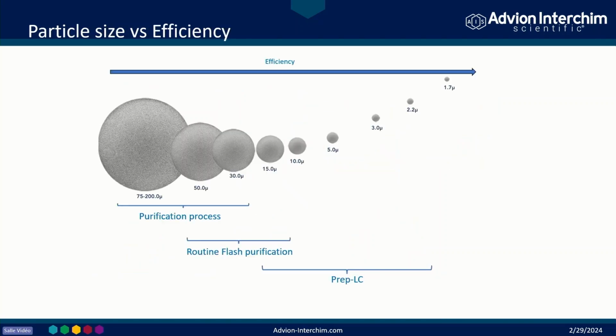The easiest way to increase the potential of separation is to increase the efficiency of the column by decreasing the particle size. In purification processes, so to purify huge quantities of products, silica with particle size from 50 microns to 30 microns is commonly used. For flash purification, silica with particle size from 50 microns to 15 is generally used, and smaller particle sizes for the PrepLC.